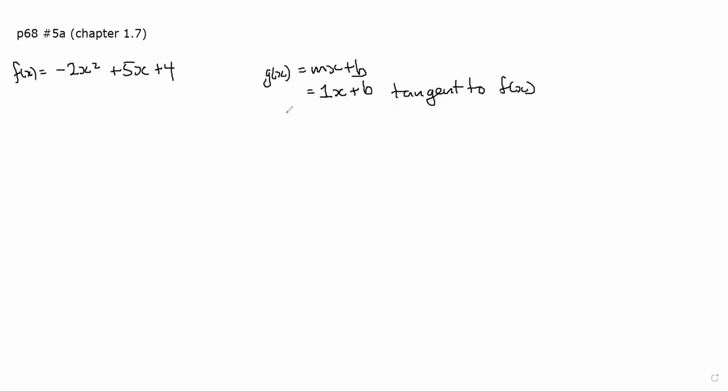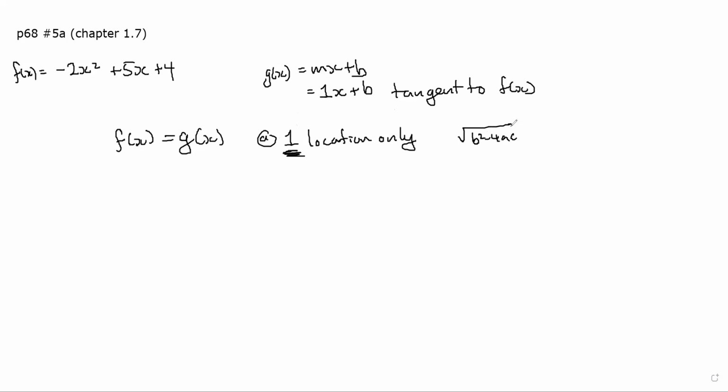If it's going to be tangent, that means there is a situation where f of x and g of x are going to be equal to each other. In fact, they're going to be equal to each other at one location only. That gives us a clue of what our result will be for the quadratic formula when we deal with negative b over 2a. You'll see what I mean in just a second.